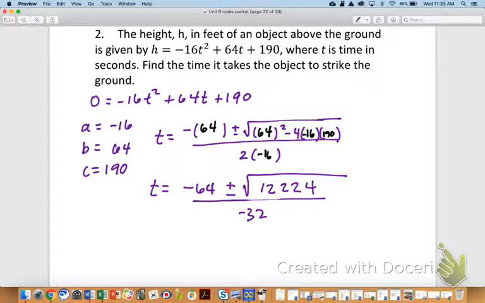What? Oh, I forgot to square my 64. Sorry. This is what happens when you try to do two things at once. Let's try that again. I'm going to go 64 squared. So how about this? 16,256. You okay with that? Okay.